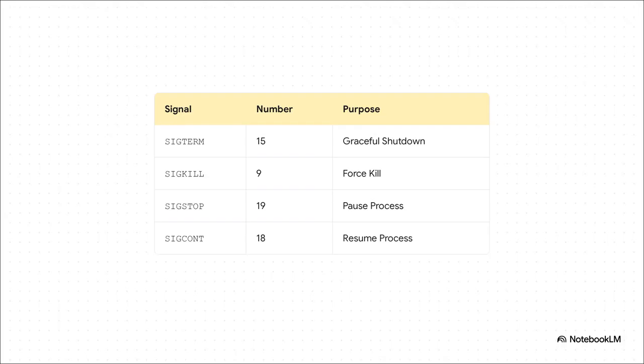Now, you don't need to memorize dozens of signals, but you have to know these four. You've got SIGTERM, number 15, which is the polite request to shut down. Then there's SIGKILL, number 9, which is the bouncer kicking down the door. It can't be ignored. And my personal favorites, SIGSTOP and SIGCONT. They are quite literally the pause and play buttons for any process.